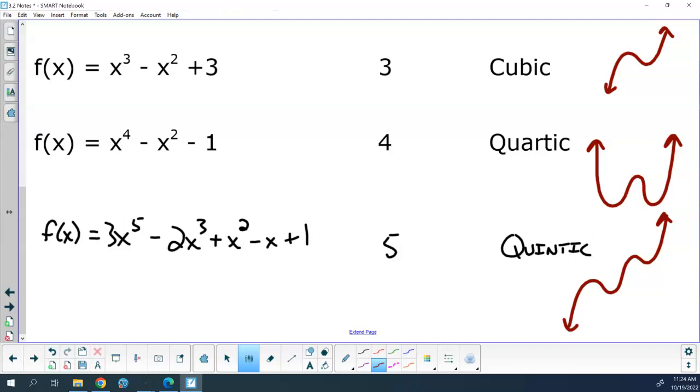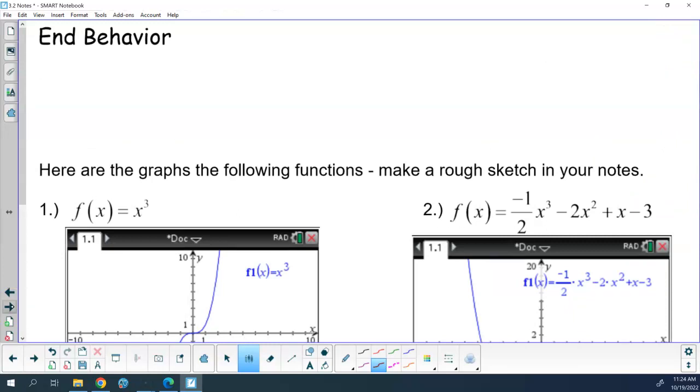Based off of those first few functions, does anybody notice a pattern? Pete? They go opposite. So the sides, the left and the right sides, go in the same direction when they're even. When they're odd, they go in the opposite direction. And you guys, I think, have seen that before, probably in Algebra 2-ish. Okay?